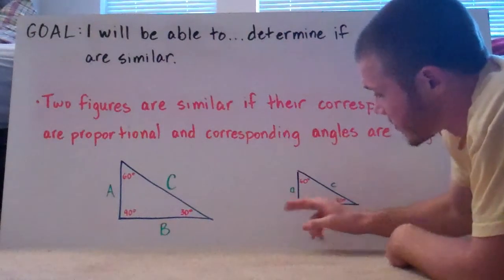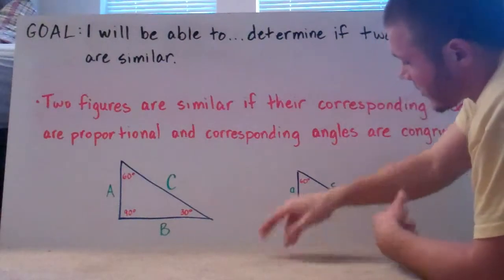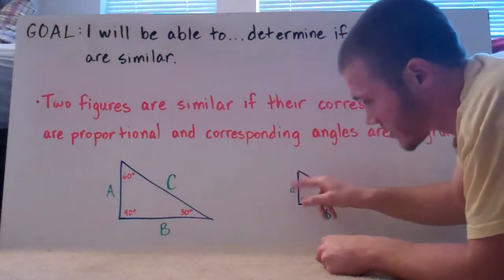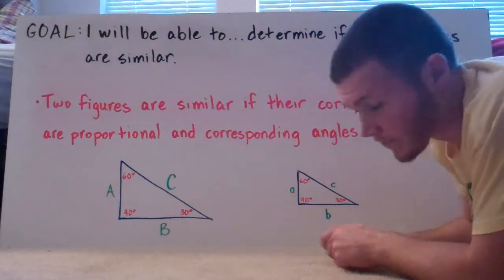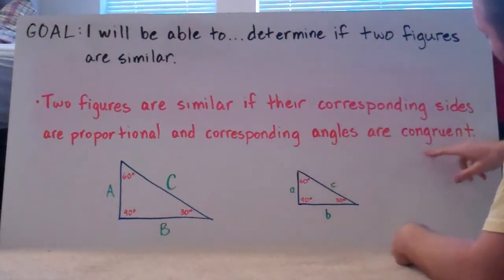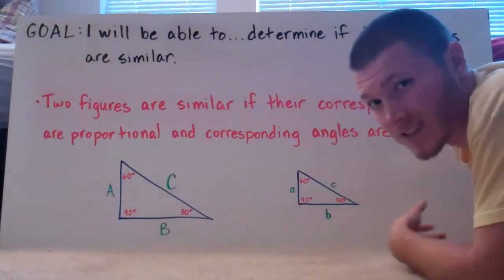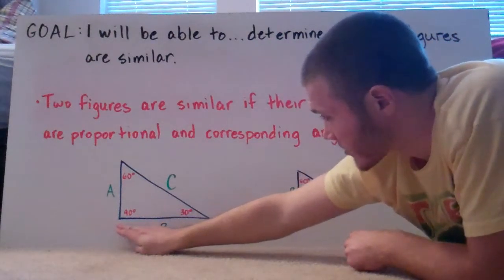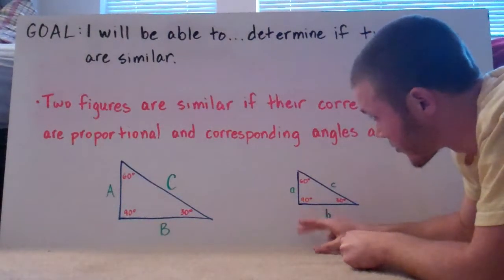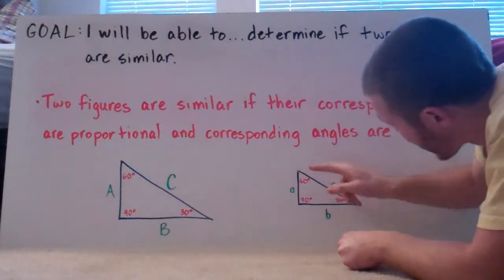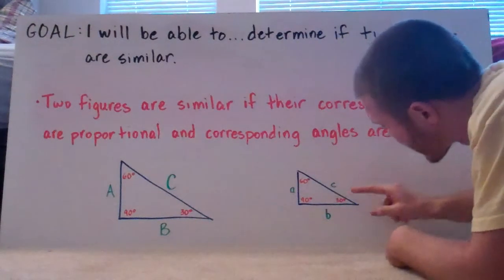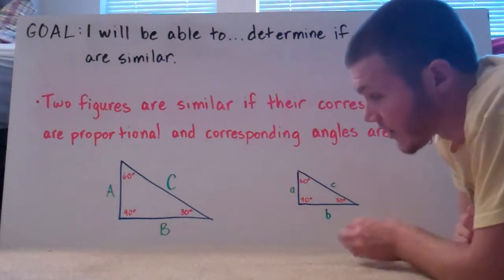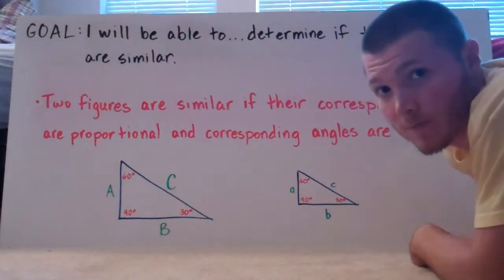Now I could have labeled these with different letters, but this side would still correspond to that side. I could have used X to represent that side. And another thing, the angles are congruent. Congruent means the angles are exactly the same. So this angle is 90 degrees, that angle is 90 degrees. This one's 60, that one's 60. This one's 30, that one's 30. That's what makes two triangles, or two figures, in this case triangles, similar.